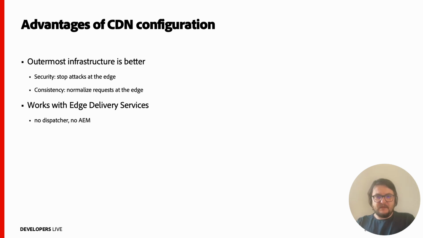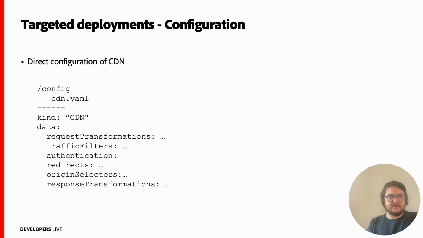So for that, we introduced a way to deploy rules for the CDN, and this is a very simple way of declaring the rules in a YAML file and running a configuration pipeline in Cloud Manager. So the same typical patterns of deploying code apply. This is a quick pipeline. It takes a few minutes to be applied, and it's declarative. And we have here listed most of the sections that are currently supported: request transformations, traffic filters, authentication, redirects, origin selectors, and response transformations.